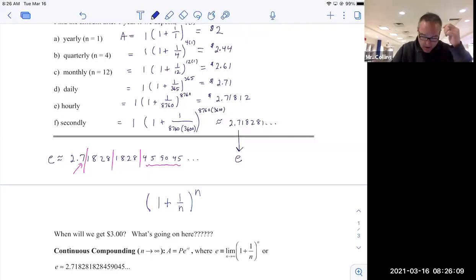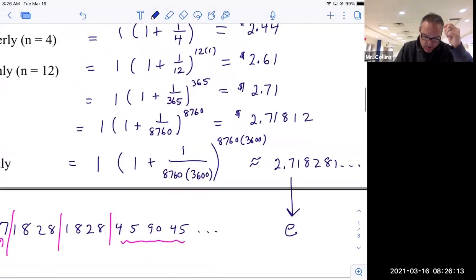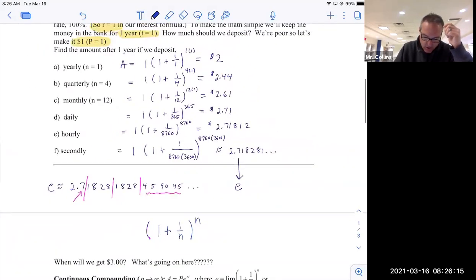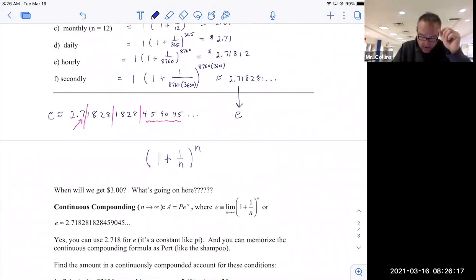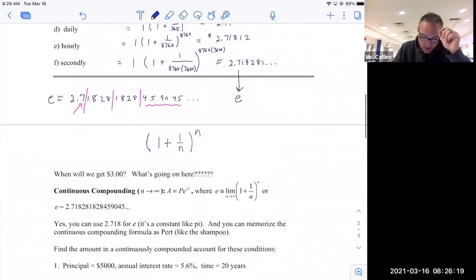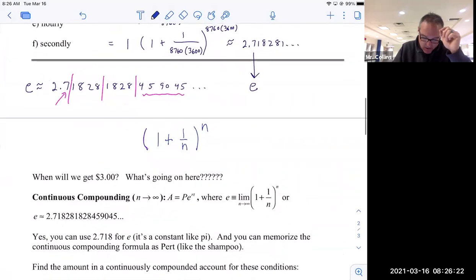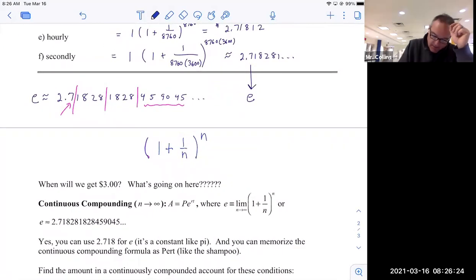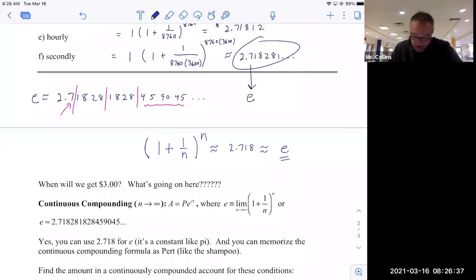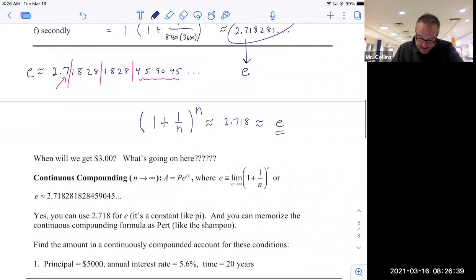All right, gang, in our last video, we had this scenario where we had the same setup. We had 1 plus 1 over n to the nth. And what happened was as n got bigger, this thing kept getting really close to this number here, 2.718, which we give a name. It's the constant e, lowercase e. And in fact, that's a limit.